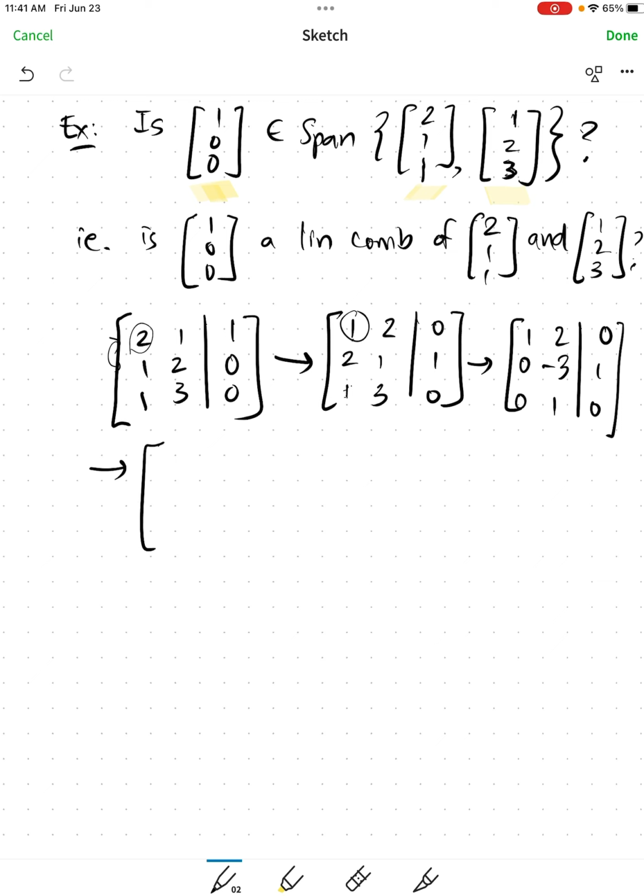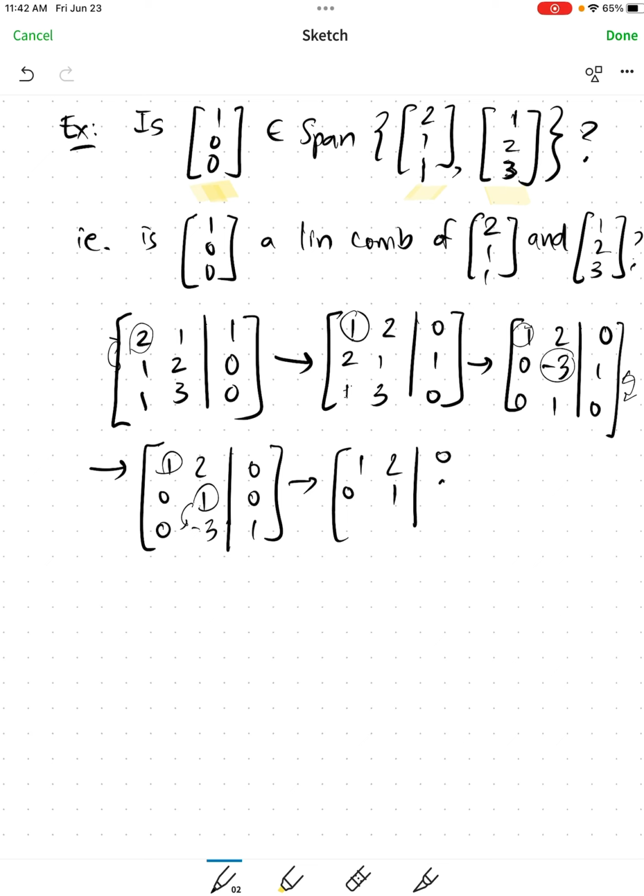And now I have a pivot here. I have a pivot here. One thing I can do is swap these two rows, so that way I'll get a 1. And then I have these two pivots, the 1s, and then I can do row 3 plus 3 row 2. So then this is going to give me 0, 0, and then 1.